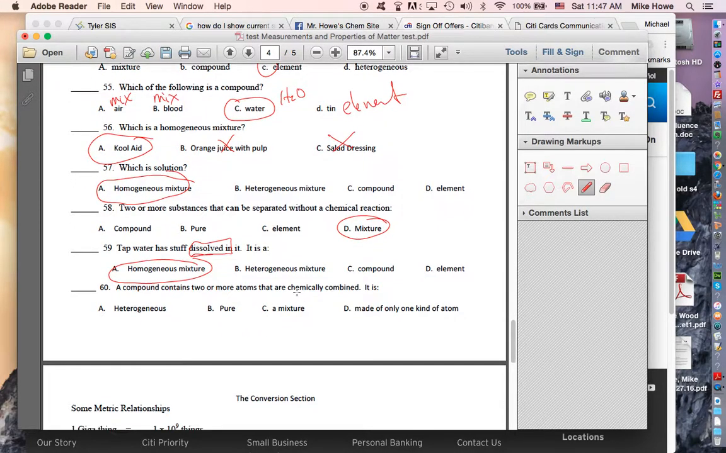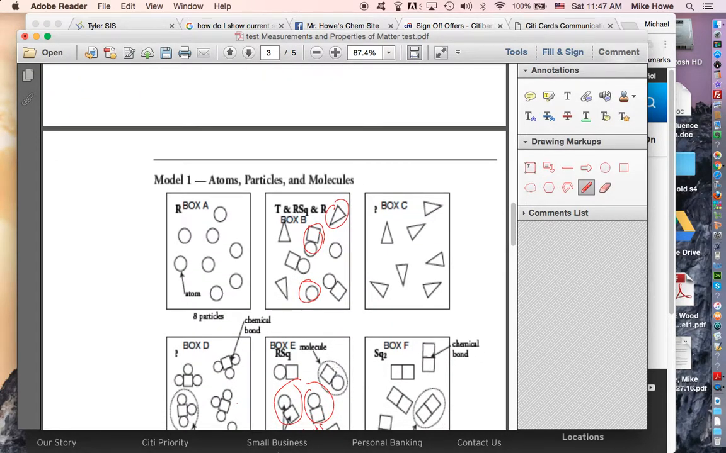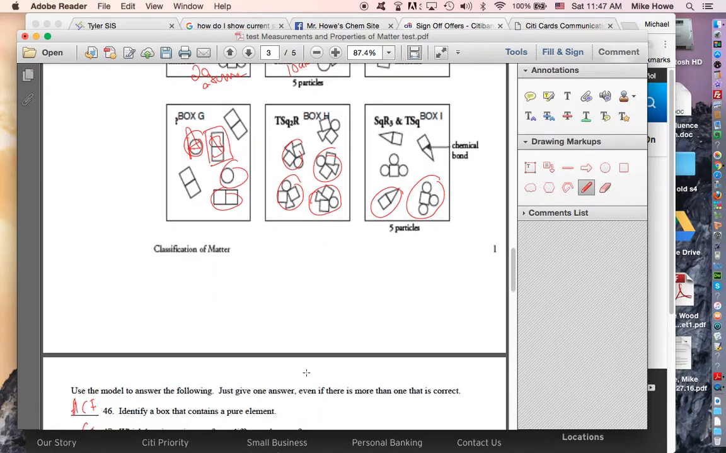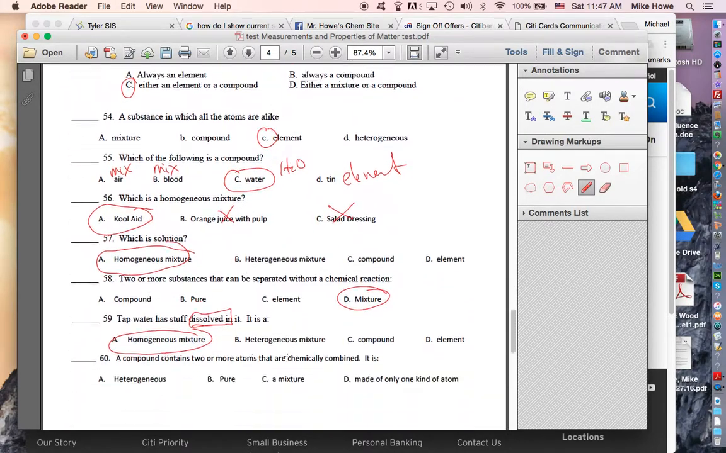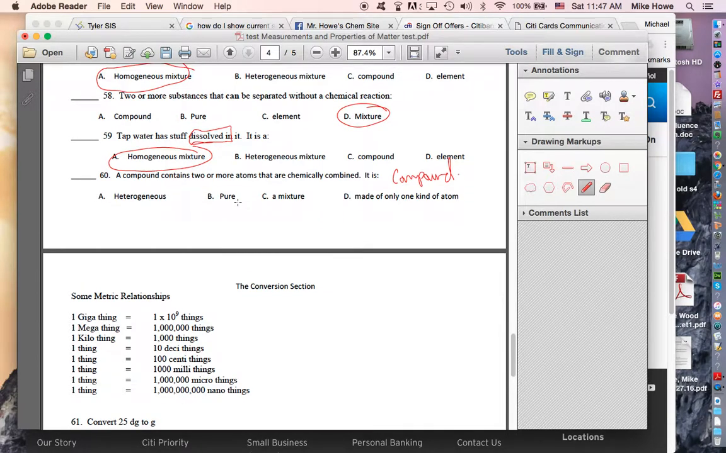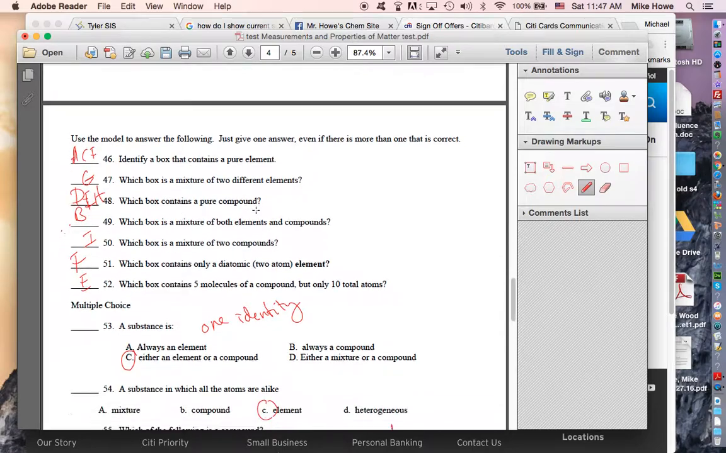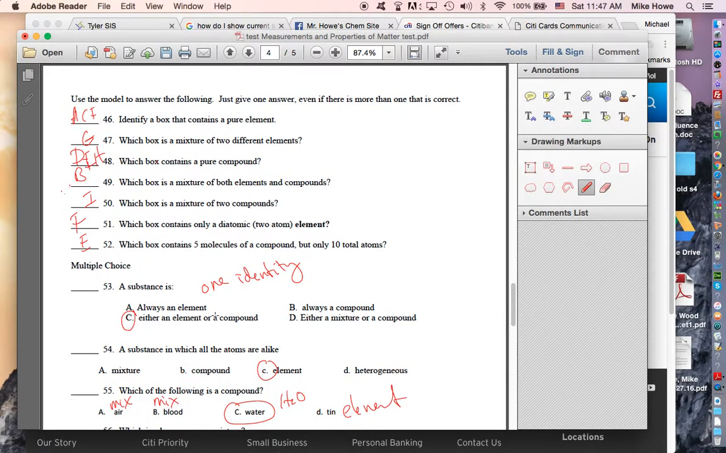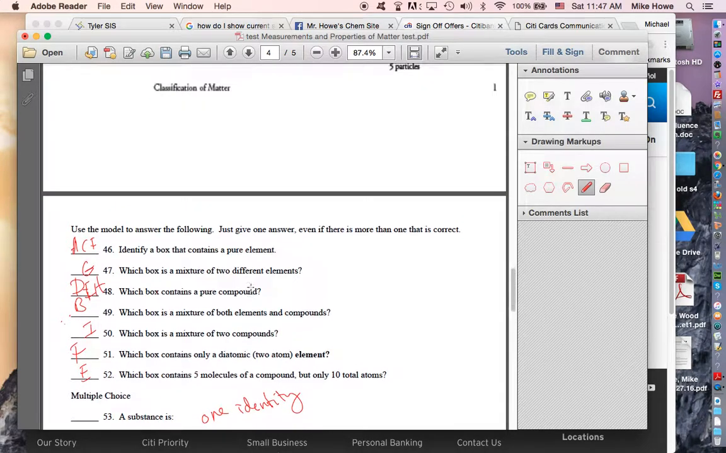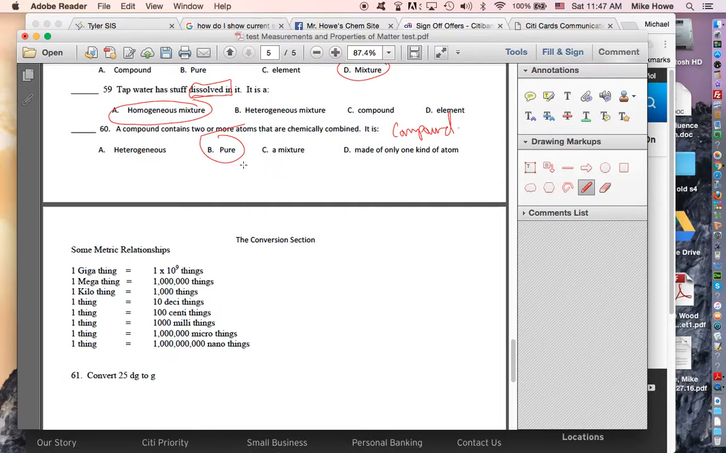And then two or more atoms that are chemically combined, that means you got a chemical bond. So what do we say those were? Those are compounds. Things that are bonded chemically, compounds. And so now, if the answer is compound, this is a little bit harder question. If it's a compound, then you got to consider that that's not a choice here. So what are compounds? Well, compounds are pure substances. See, it says either an element or a compound is a substance, one identity. One identity means pure. So the best answer, pure. And that's the end of this little section of the test.